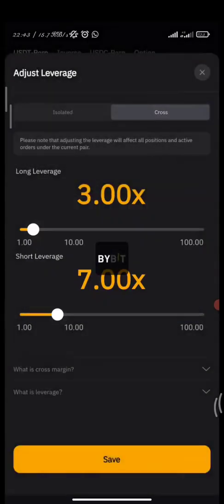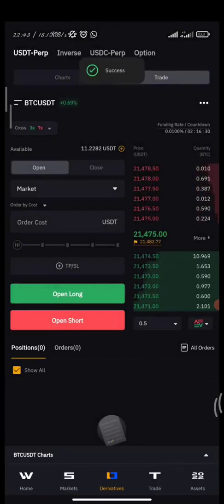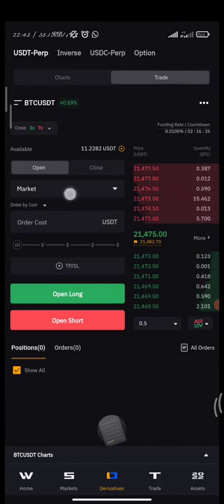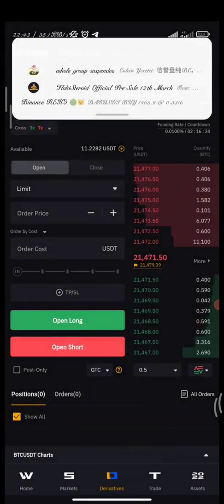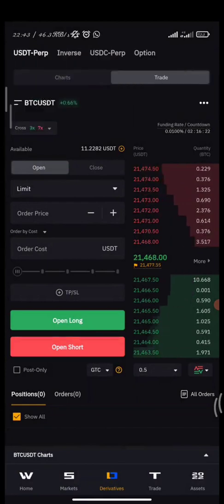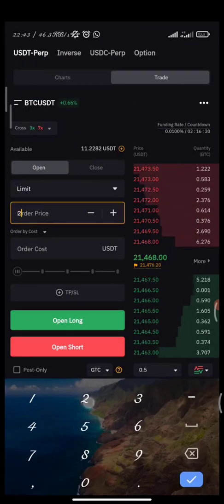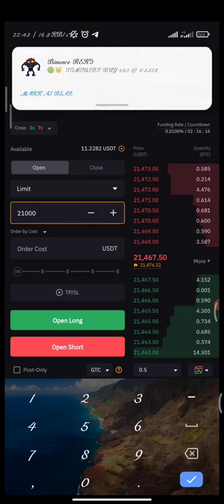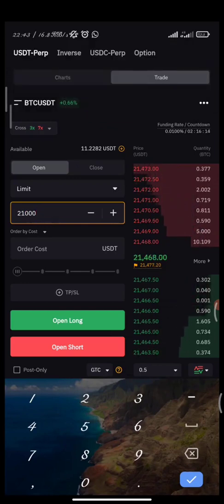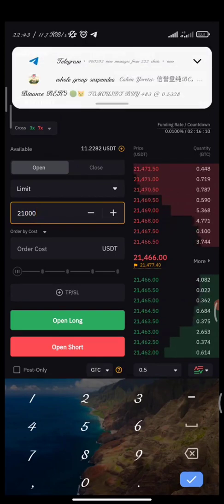There's more to it, though. You can't just say you want to long any coin, no. So now this is where limit comes in. Let's start with limit. Let's say I want to long BTC when BTC is at 21,000. I hope you're getting my message. I want to long BTC when BTC is at 21,000. Then what is my order cost?